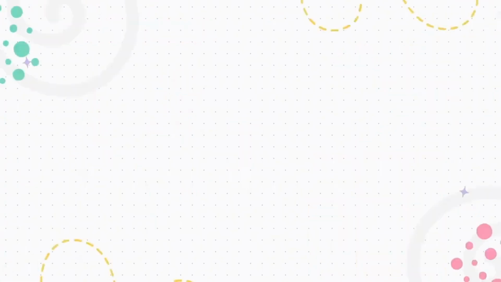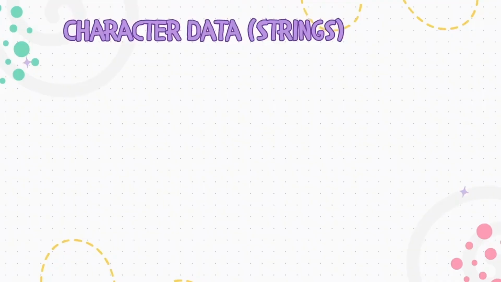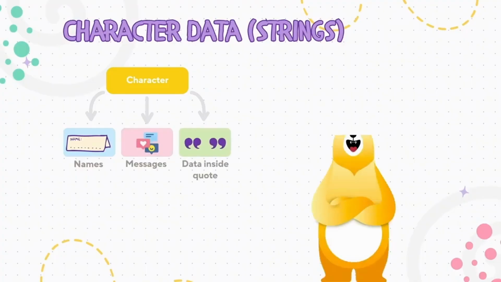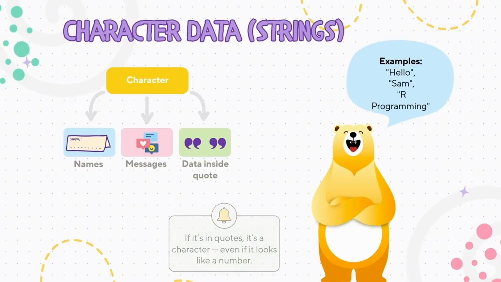Okay, now that we know about numeric data, let's talk about character data or strings. Character data represents texts. That includes names, messages, dates which are stored as text, and also anything inside quotes. Examples of the character data type include stuff like "hello", "Sam", or even "R programming". All of these are character data or strings. Basically, if it's in quotes, it's a character, even if it looks like a number. So even if a number was stored inside a variable using quotes, or let's say the number was wrapped with quotes, it would be character data or a string. Okay, so we have covered character data as well.